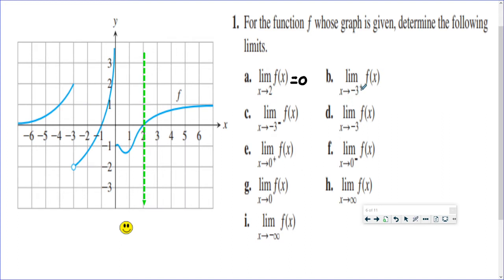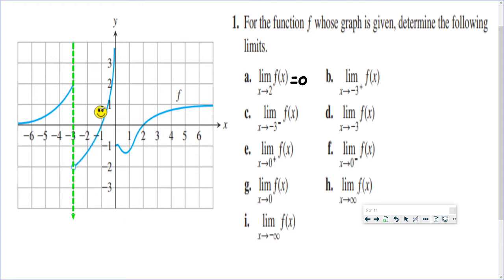Now, the limit of the function when x approaches -3 from the right side. This positive means right side, and this is -3. So this is -3 over here, and this vertical line passes through x equals -3. So let's look at the right side limits.